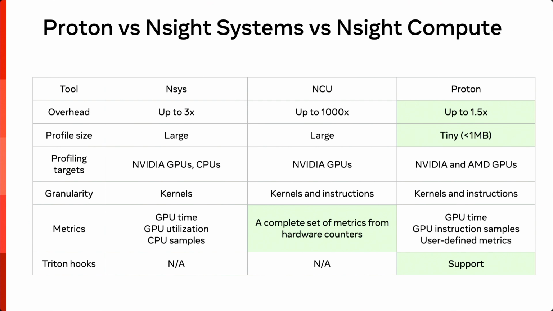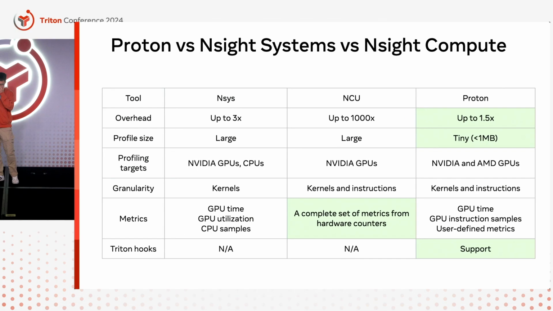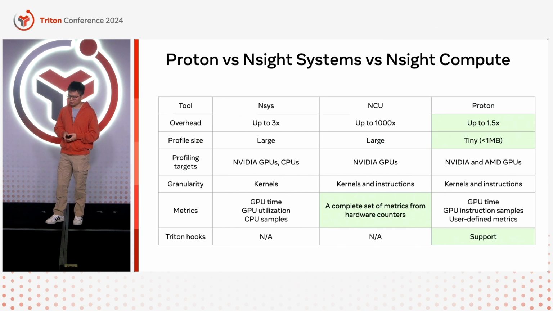So I suppose some of you may have already been familiar with profilers, including Nsight Systems and Nsight Compute. Here's a brief comparison with Proton. I compared them from different perspectives, including overhead, profile size, profiling target, granularity, metrics, and Triton support. Let's start with the overhead comparison.